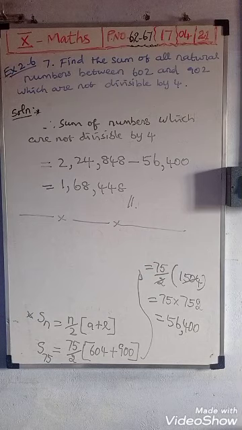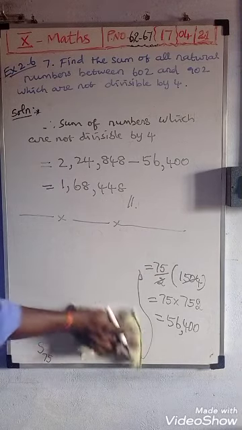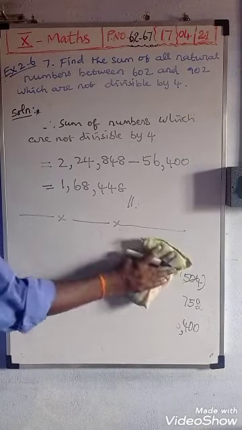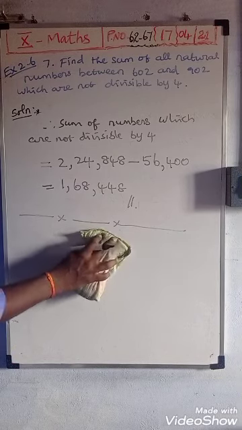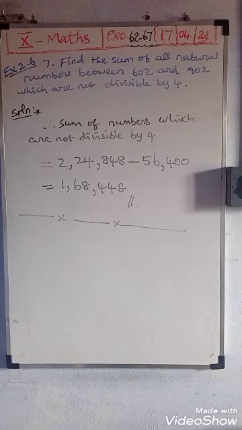Okay, that's all. So like that we want to find. First, the total of all numbers you should add, next the numbers exactly divisible by 4 should be added. Both answers you should subtract, and we will receive the answer. So the answer is 1,68,448. Okay, that's all.